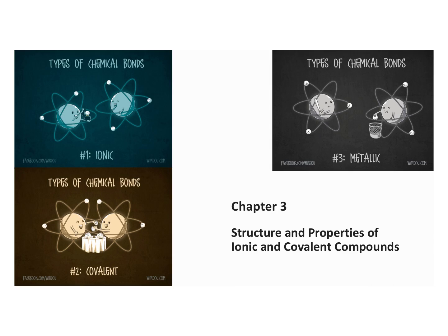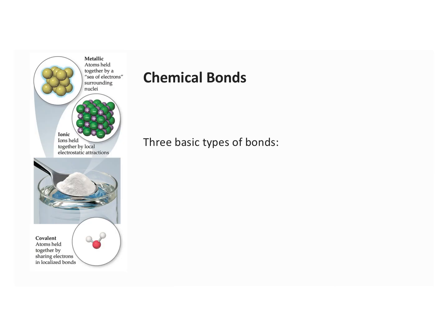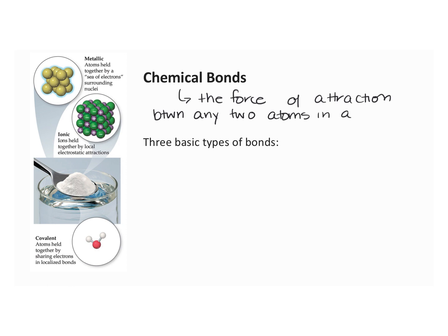In this chapter, we are going to talk about the structure and properties of ionic and covalent compounds. When we talk about this, it's important to understand chemical bonds. So when we say chemical bonds, what we're referring to here is the force of attraction between any two atoms in a compound.